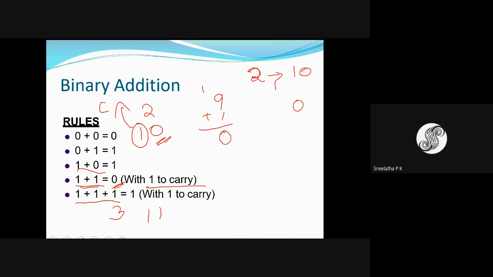Okay, so 1 is the sum and 1 is set to carry bit. So these are the rules of addition. We'll just see an example of these additions.